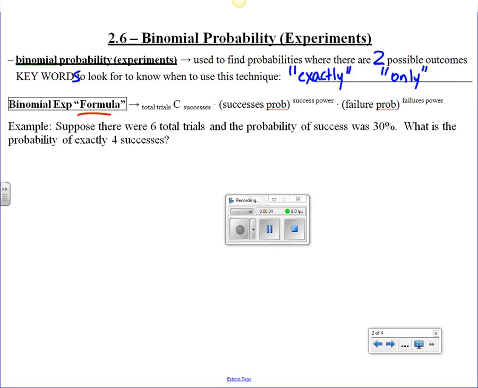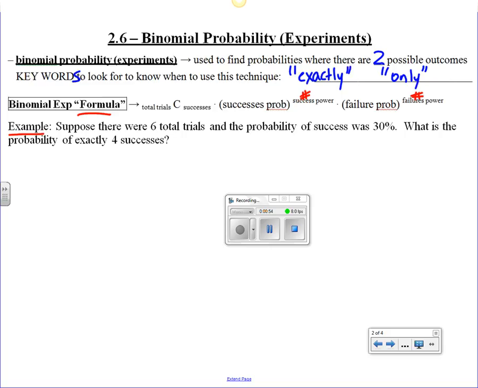The formula is: you take the total trials and you choose your successes, and then you times it by the probability of success, and you raise that to the number of successes, and then you times that by the probability of failure raised to the number of failures. So let's do an example, and it'll make more sense.